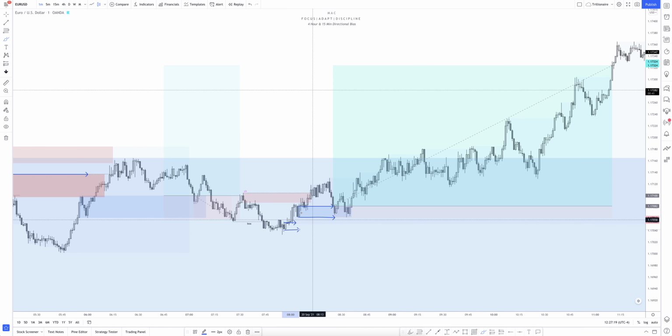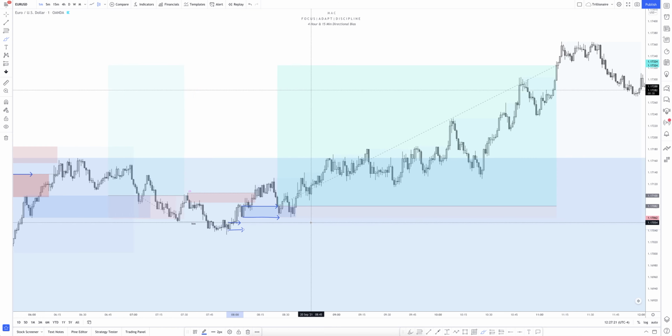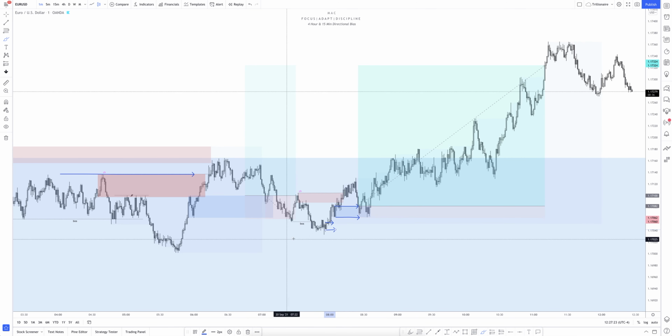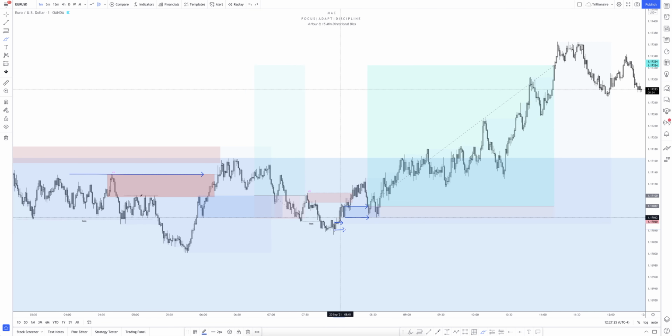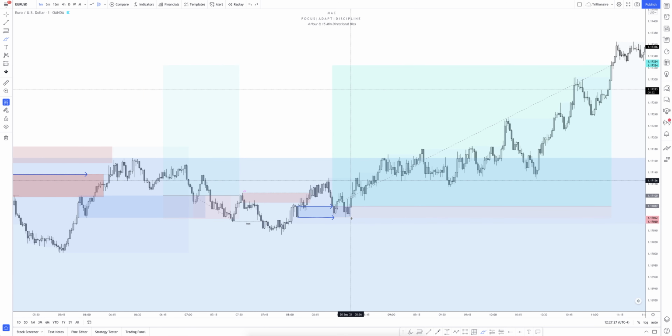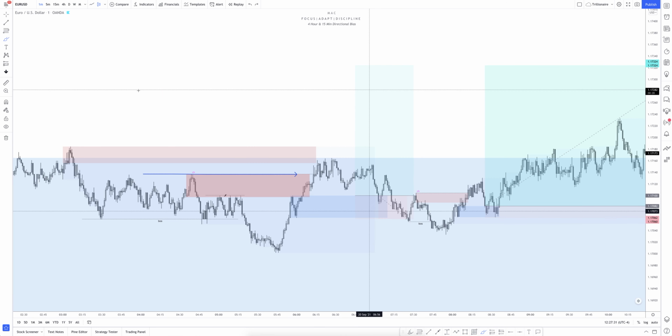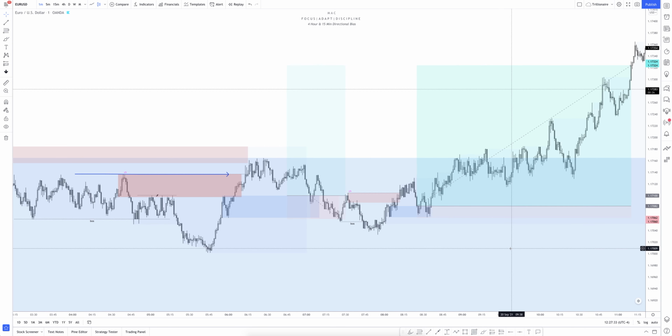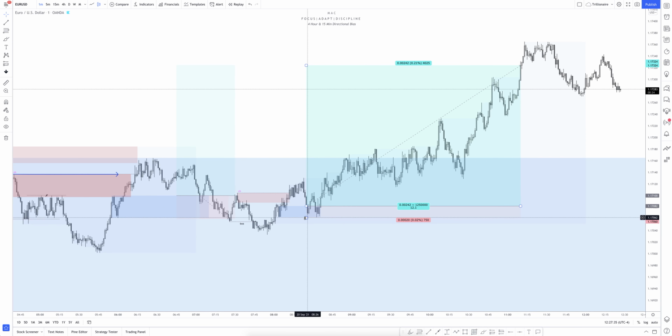All right, you can play both of these. Okay, and I do actually play both of these. So in this case, let's delete all that. All right, so in this case, price comes right back down. We risk like 2 pips on this trade.